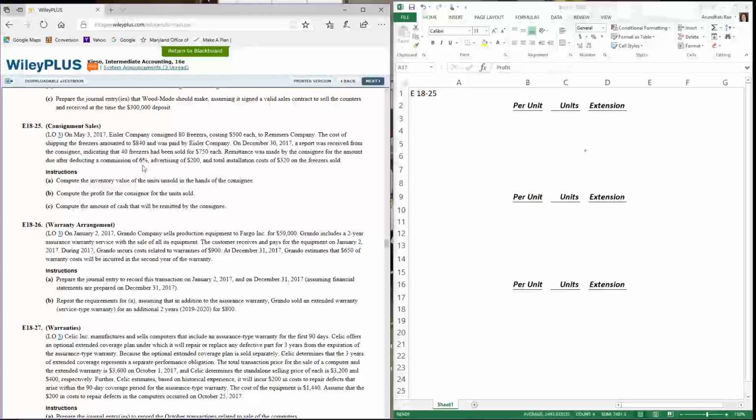Let's review exercise 18-25, consignment sales. We did this in class and I told you I'd try and set up these notes so that I could clarify this information for you.